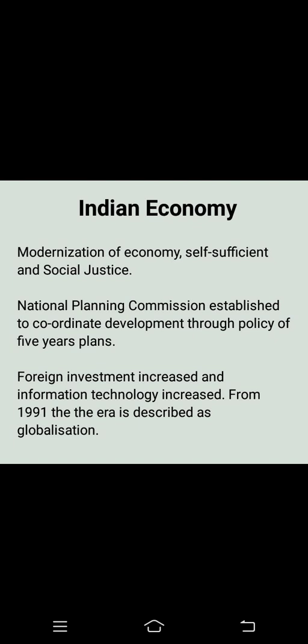Next one is information technology. The IT sector of our country was also increasing. Because of this, other countries became interested in our country, which is developing, making lots of things and also exporting them, and international affairs started. That is why this era can be described as globalization.